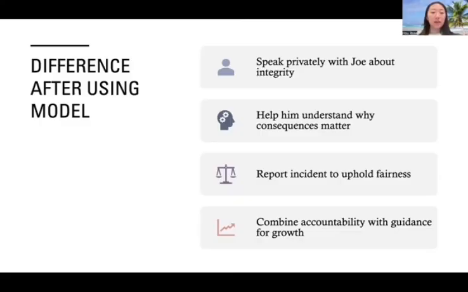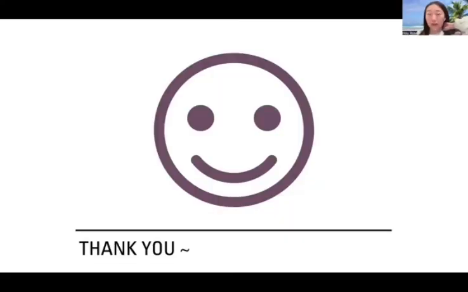Now, with a clearer mind and more structured evidence, what she thinks she should do is still talk to Joe privately, to let him know what he should know, and help him understand why those consequences should exist. And finally, she must propose this to protect fairness while still promoting student growth. That's all. Thank you.